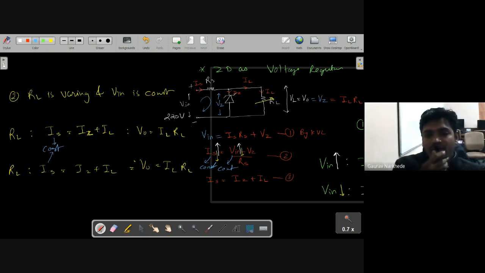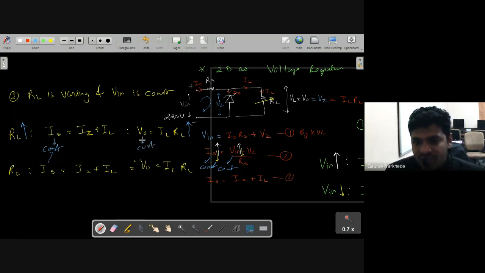Okay. Now what happens, अगर RL increase होता है तो, right? If RL increases, what will happen? सुनिए, RL increase हुआ तो IL को ये कैसा चाहिए हमें?